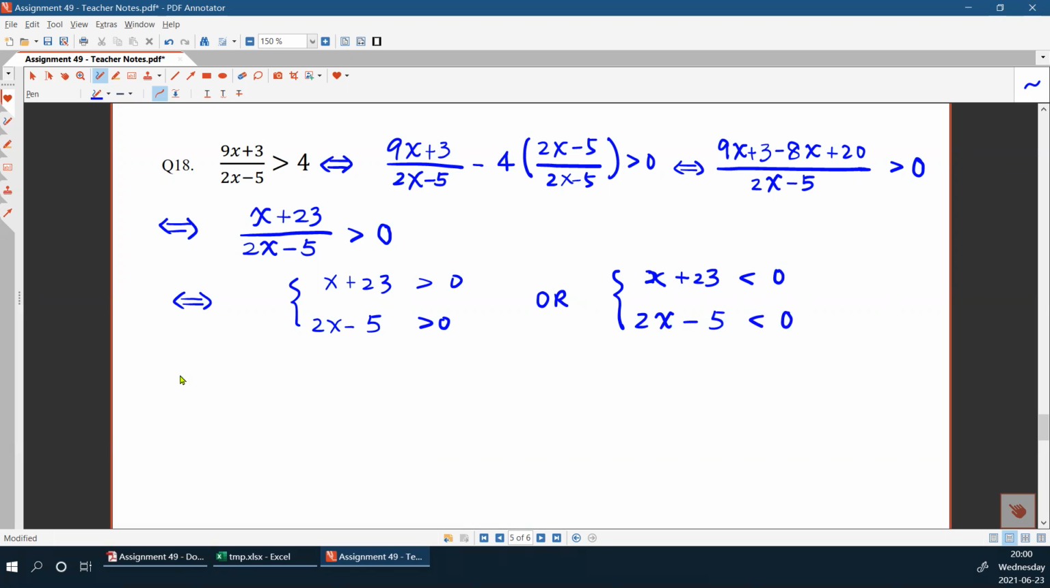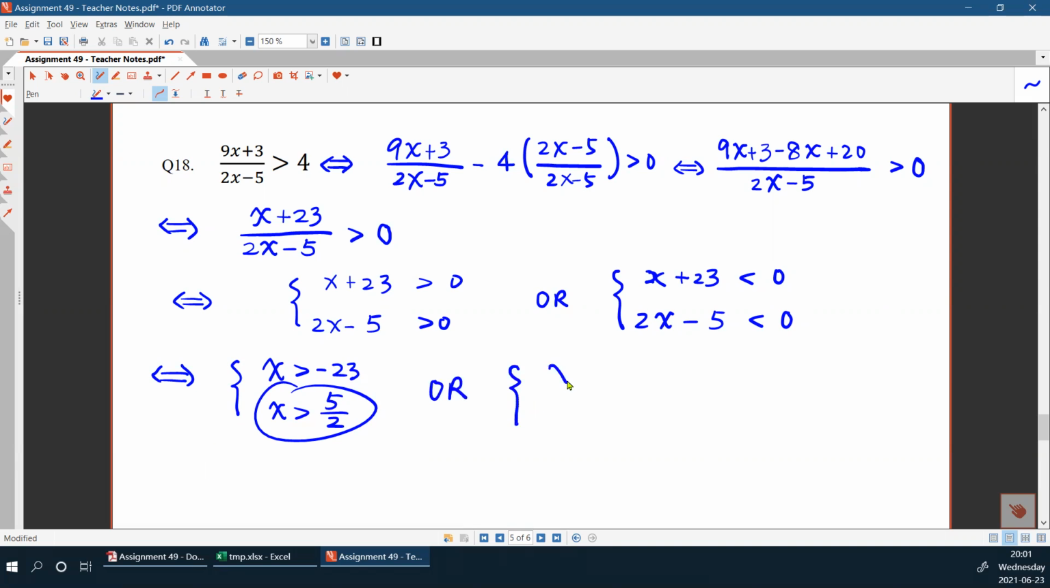Understand? Okay, then we can try to solve these two systems separately. The first system is x should be larger than minus 23 and x should be larger than 5 over 2. You can easily see that because 5 over 2 is greater than minus 23, the overlapped area must be x is larger than the larger number, right? So this is something we want.